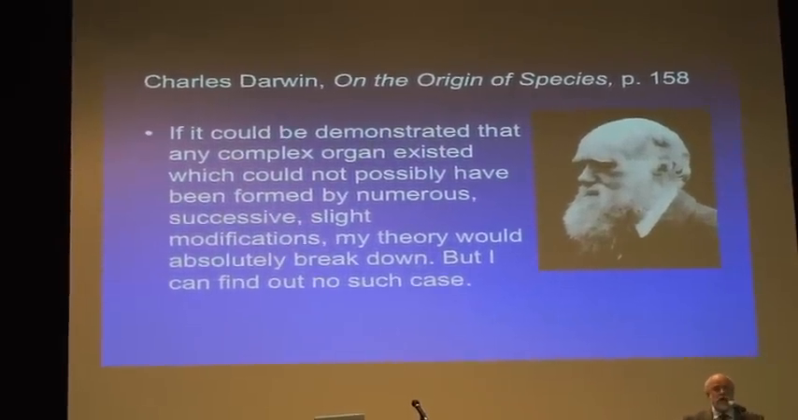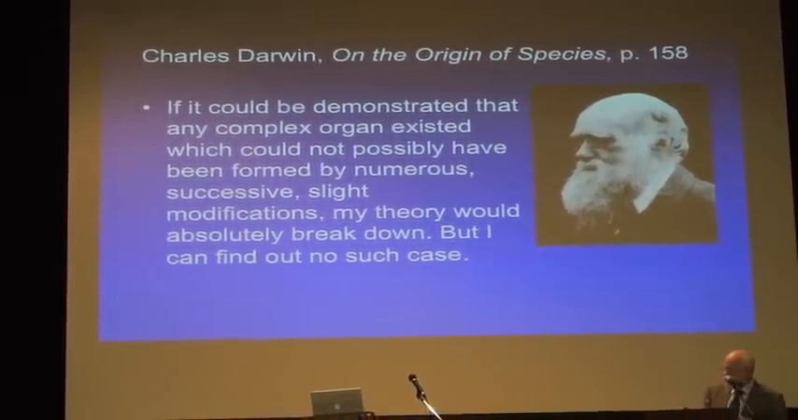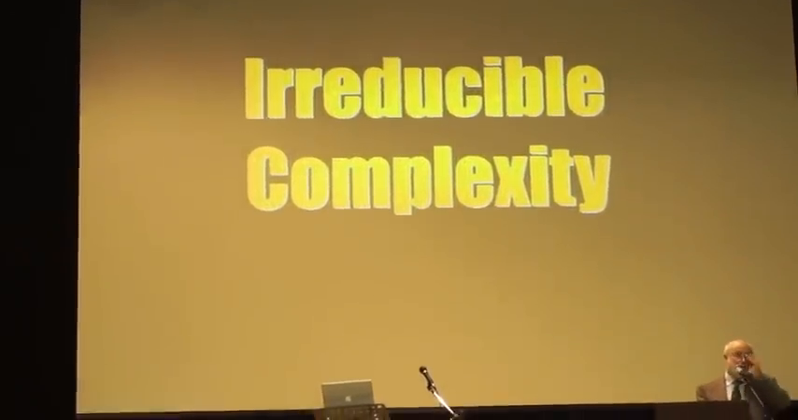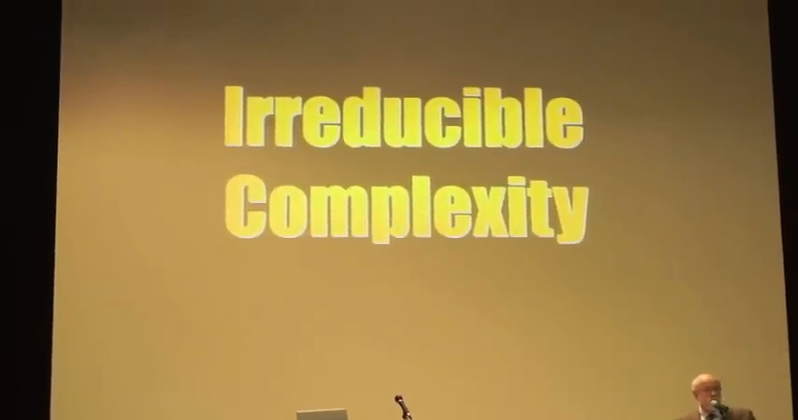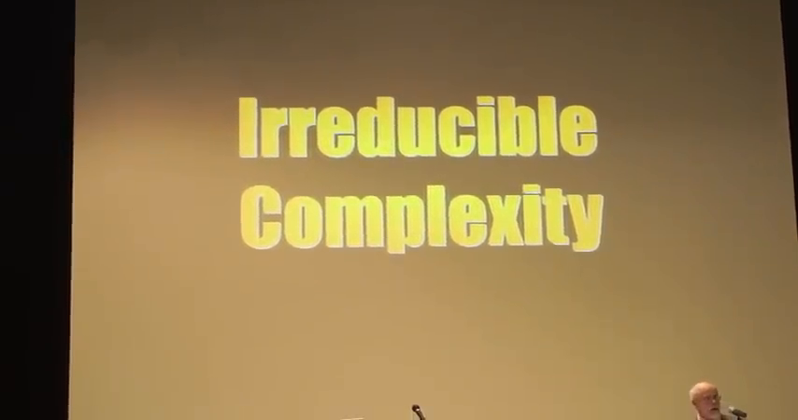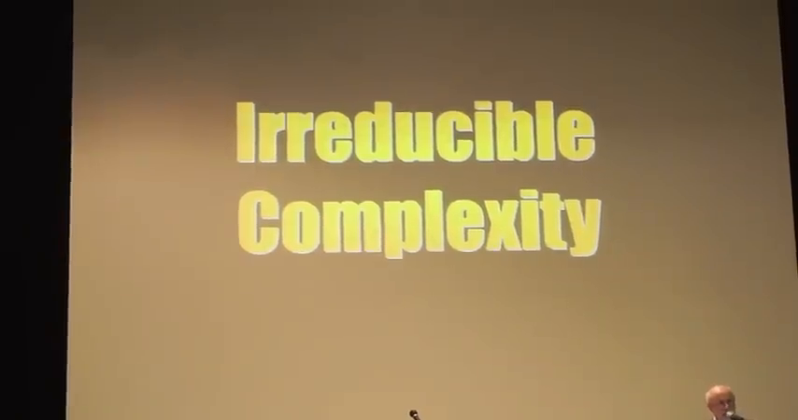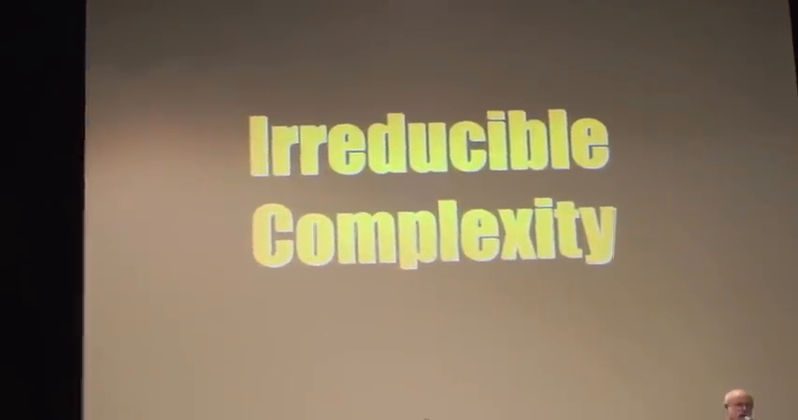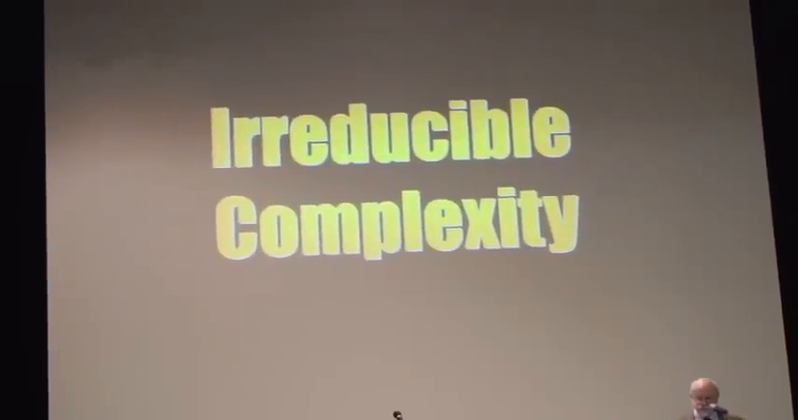Well, one sort of thing that could not be put together like this, it seems, is a system which is irreducibly complex, or has a property of irreducible complexity. And that just means you have a system or an organ or something that has a number of different components, and if you take away one of the components, the system breaks down.